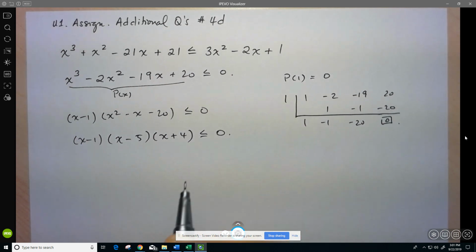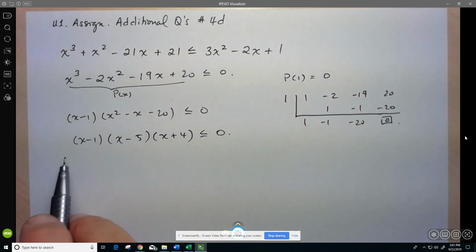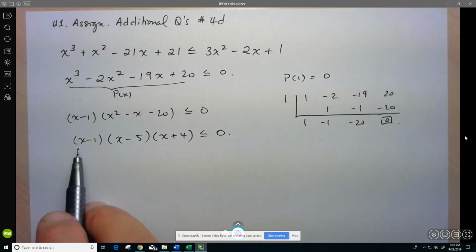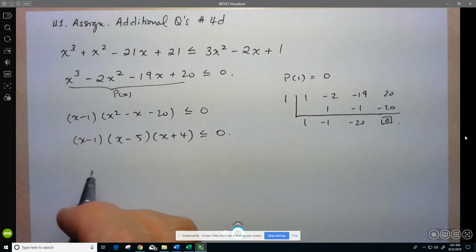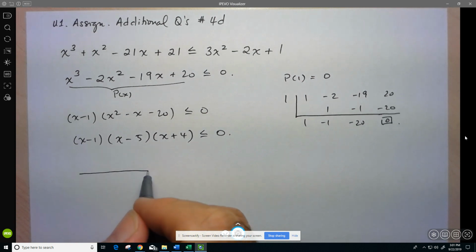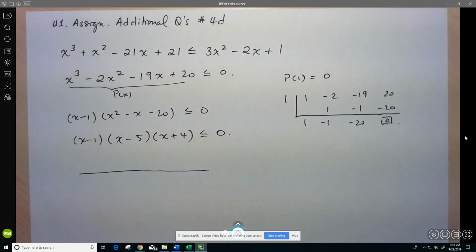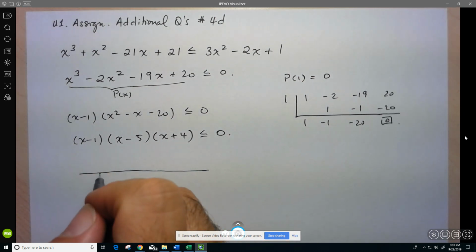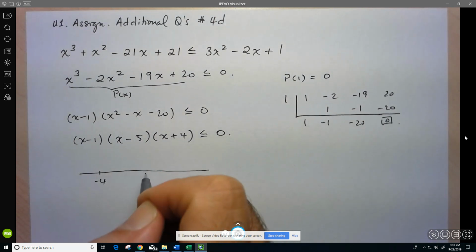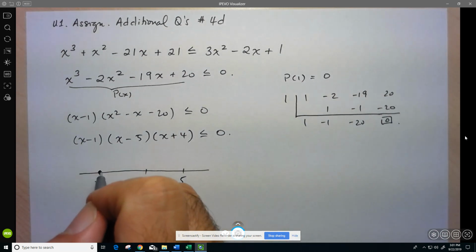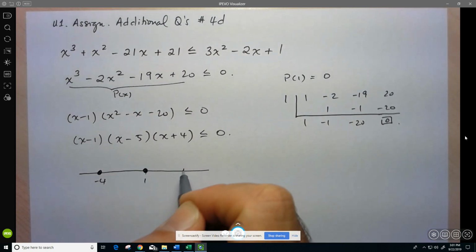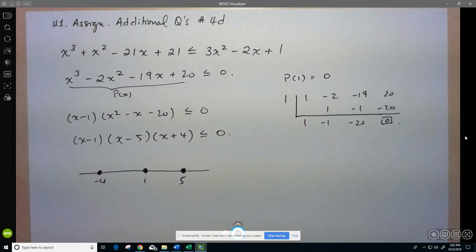Now that we've completed the algebra, we can take this information, in other words, 3 x-intercepts, and a cubic with positive leading coefficient. We can draw a quick sketch to determine where this is above or below 0. Here we've got negative 4, 1, and 5. I want to include these 3 because it can be less than or equal to 0, so whatever makes them equal to 0 will also be included, so that's why I have these filled in circles.